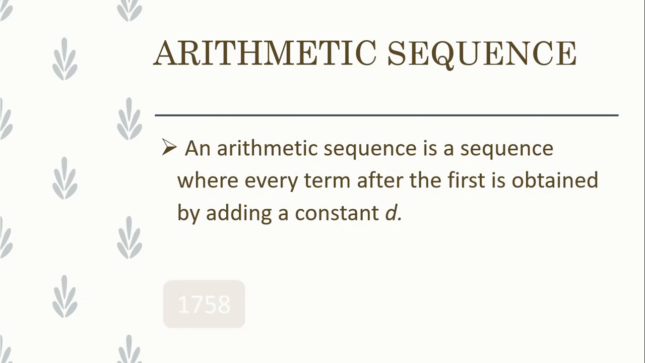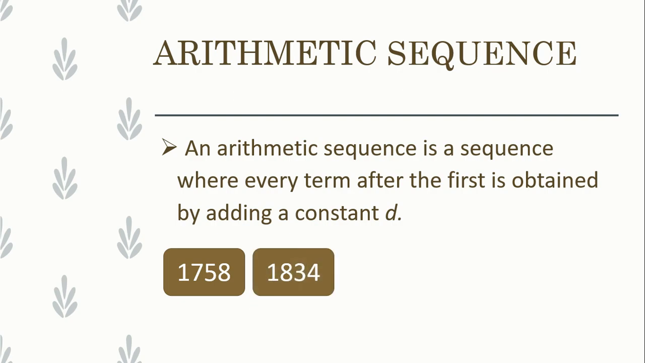Earlier, we let the first appearance of Halley's comet be 1758. This represents the first term of the sequence. To get the second term, we add 76 to it, and that will be 1834. This 1834 represents the second term. And this pattern will continue to get the succeeding terms.